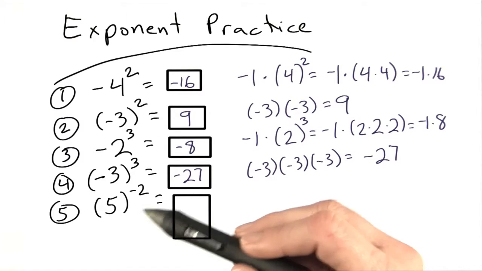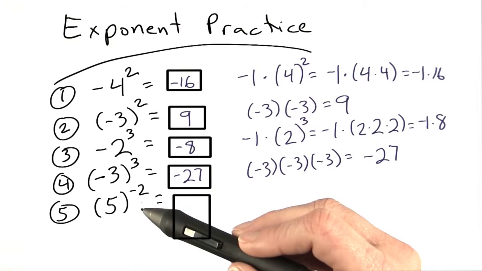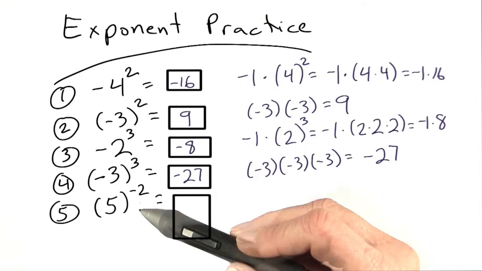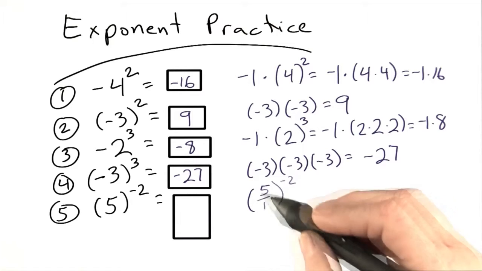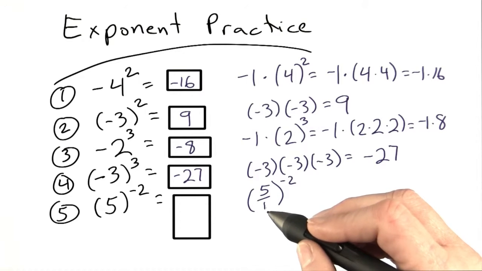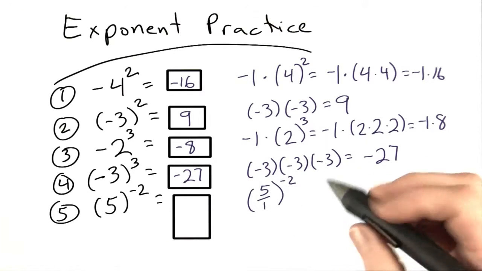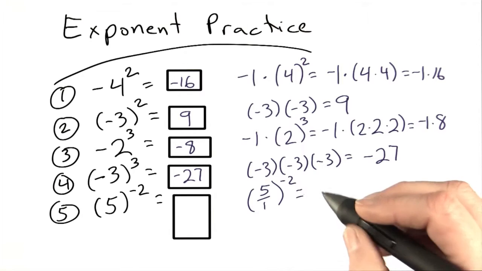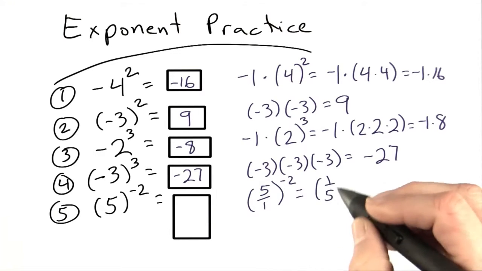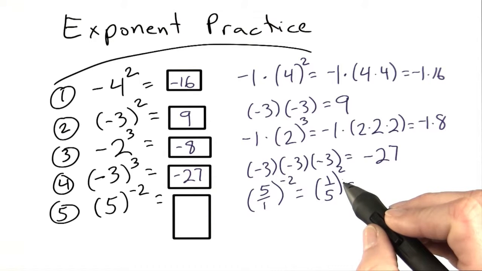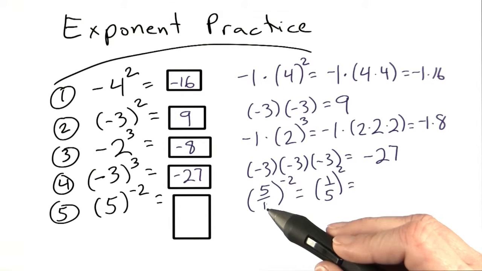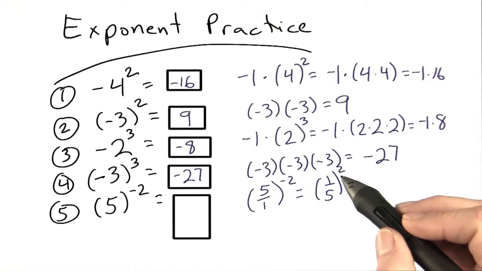For number 5, notice we have a negative exponent. We know if we have a negative exponent, we have to take the reciprocal of the base. So, 5 to the negative 2 is 5 over 1 to the negative 2, because we can rewrite 5 as 5 over 1. And when we take the reciprocal, that's going to be 1/5. And we get rid of the negative once we take the reciprocal of the base.